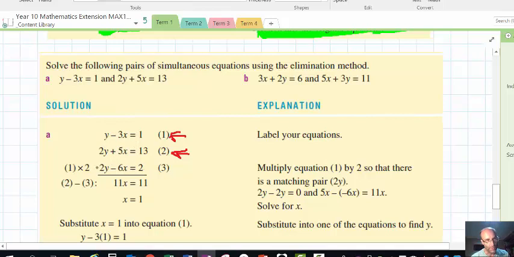So we line them up like before. What we have to do is multiply equation 1 by 2, and you can see that that's there. We've got equation 1, and if we multiply equation 1 by 2, we've got to multiply y by 2 is 2y, minus 3x by 2 is 6x, and 1 by 2 is 2. Give it a different name. We call it equation 1a, or we call it equation 3.